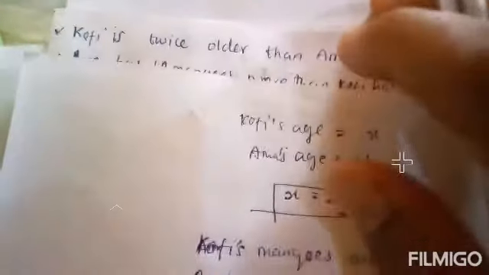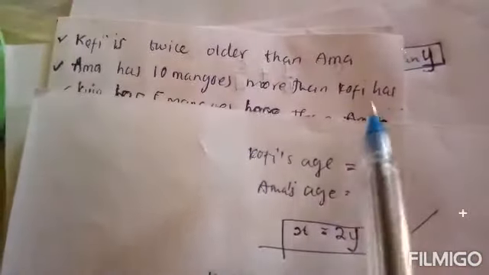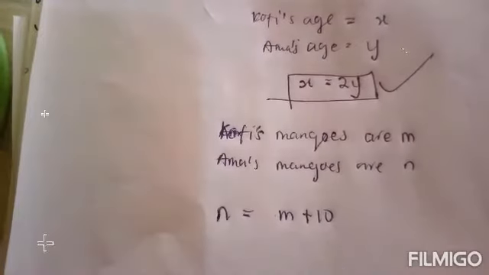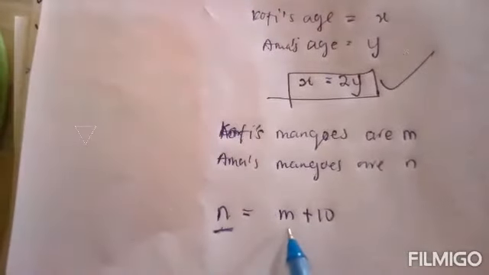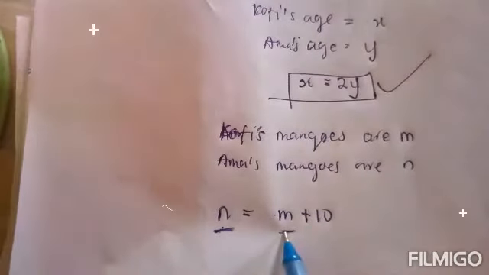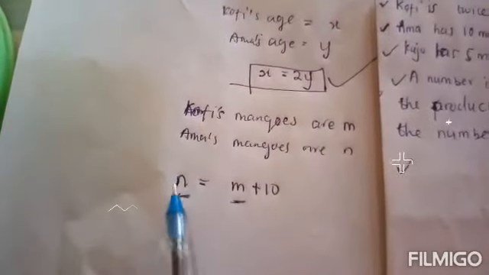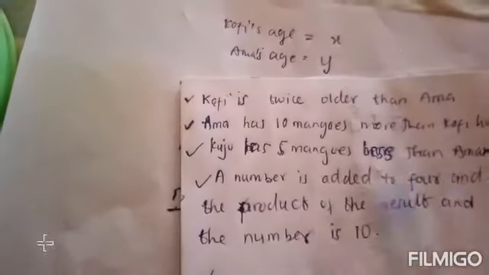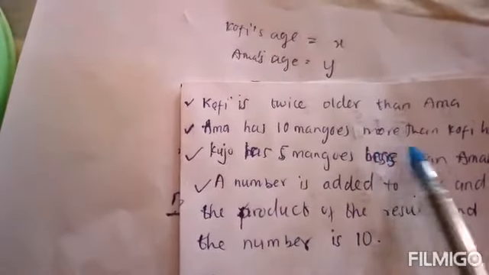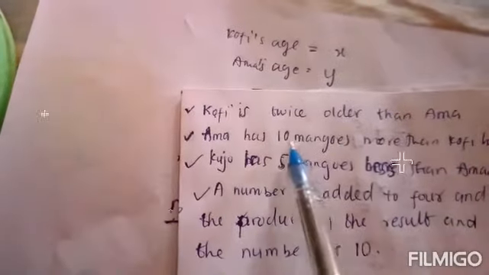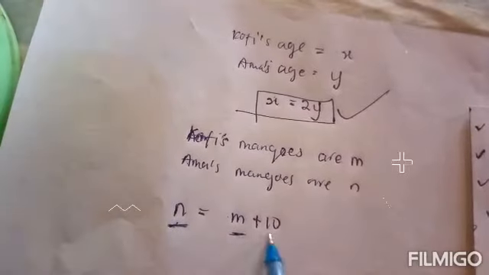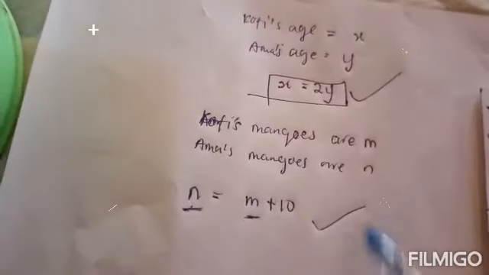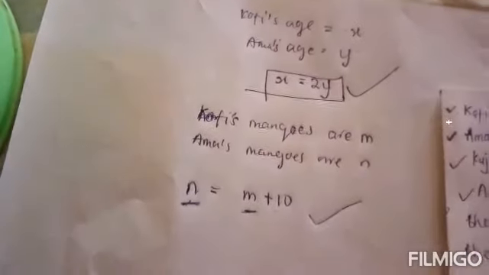Read the question again. Amma has 10 mangoes more than Kofi. So this is Amma's number of mangoes, this is N, right? And this is M for the number of mangoes that Kofi is having. So we are given in the statement that Amma is having more mangoes than Kofi, but she's having 10 more than that. So Amma's own is equal to Kofi's own plus 10. You understand? So this is how we express that in algebraic expressions.